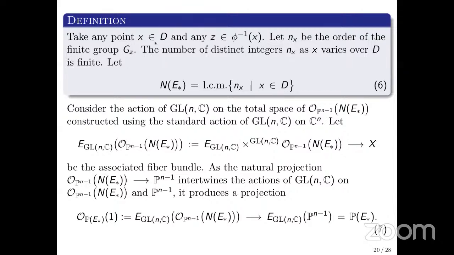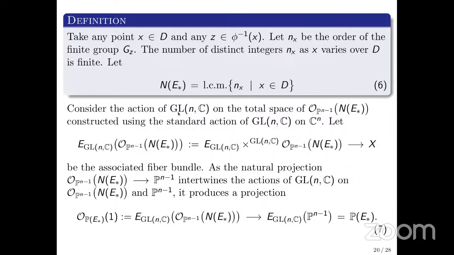So for any point x in the divisor D, if you take z on the fiber over x, and let nx be the order of the finite group, the isotropy group of z, G_z. Remember that in the definition of ramified bundles, we want this isotropy group to be of finite order. The number of distinct integers nx as x varies over D is finite because of the transitivity of the action. We consider the LCM of these finitely many integers where x varies over the divisor D, and we call this n of E star.